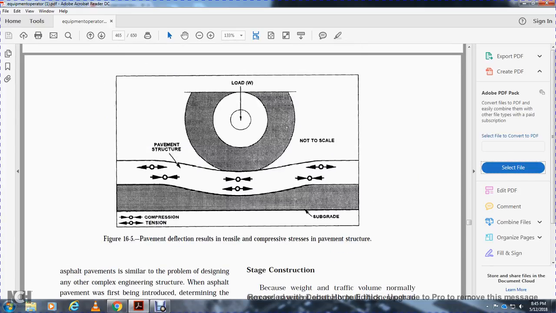Figure 16.6 shows the pavement deflection with the tensile and compressive strength in the pavement structure. Load, not to scale, pavement structure, compression strength, and tensile strength. Notice the compression is over the tension, and then the tension is over the compression.